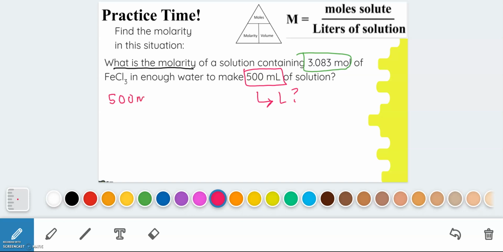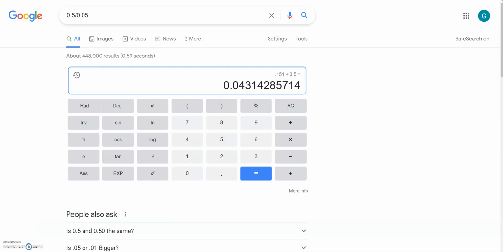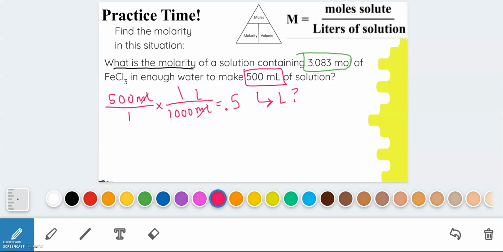So remember, we put our given over 1. And then we want to have our units on the bottom to cancel out, and what we're converting to on top. So we have 1,000 milliliters in 1 liter. So this is going to be 0.5. I'm just going to double check that because I make mistakes. Yep. So that's how many liters we have. And now we can solve for molarity. You have to have liters to solve for molarity. So no use in skipping that step.